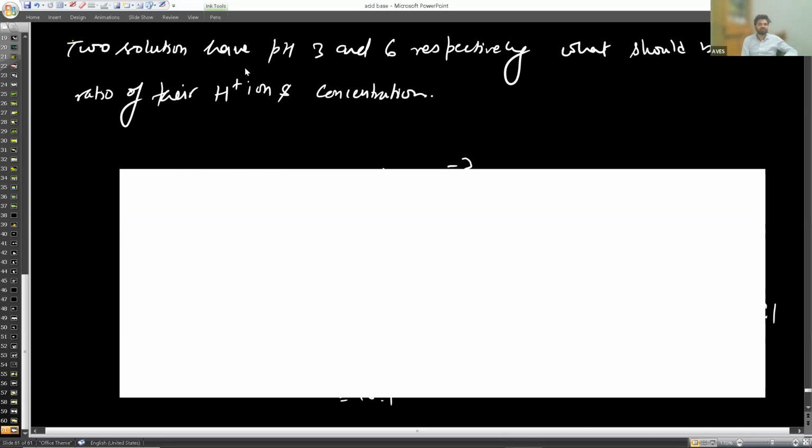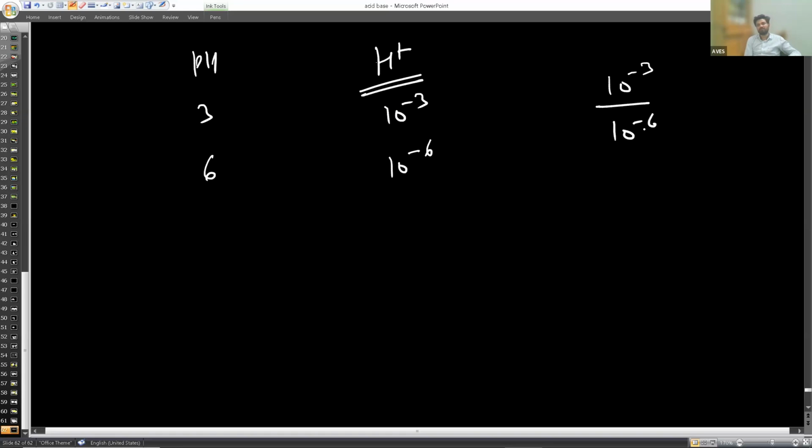It is asking the ratio of H plus ions, and we have learned recently that if the pH is 3, then the H plus ion concentration will be 10 to the power minus 3. And if the pH is 6, the H plus ion concentration will be 10 to the power minus 6. Now it is asking the H plus ion concentration ratio. So you have to write 10 to the power minus 3 divided by 10 to the power minus 6.